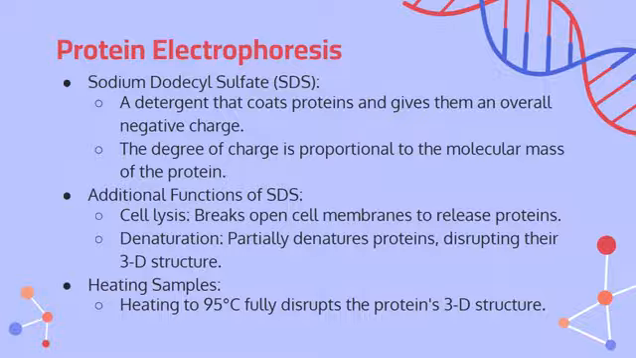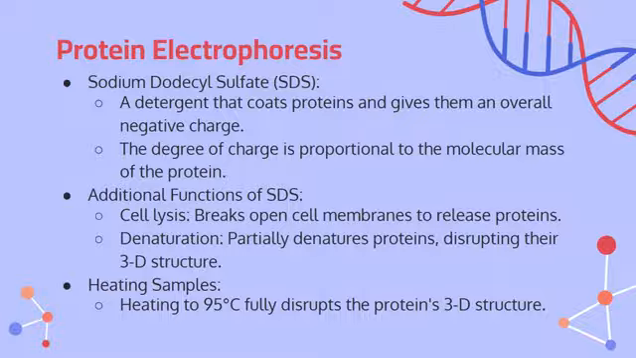Additionally, SDS can lyse cells, so it breaks open the cell membranes to release their proteins. It can also partially denature proteins, disrupting their 3D shape, making it easier to move. Then we can heat the sample. Heating to 90 degrees Celsius fully disrupts that 3D structure to make them somewhat lay flat and move easier through the gel.